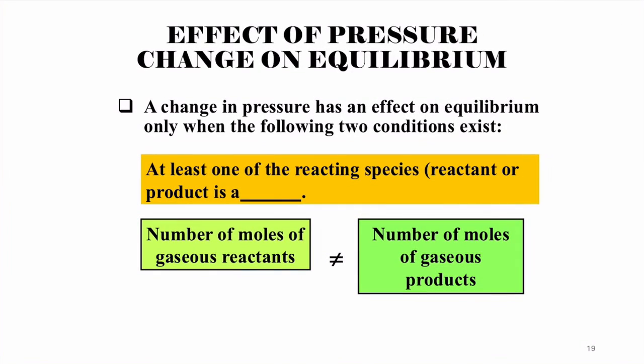If we change the pressure, how does that affect the equilibrium? Pressure is going to only change the equilibrium or shift the equilibrium concentrations if the products and reactants have at least one gaseous species, and if the number of moles of the gaseous reactants does not equal the number of moles of the gaseous products.